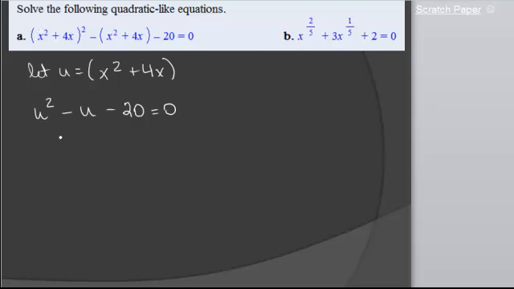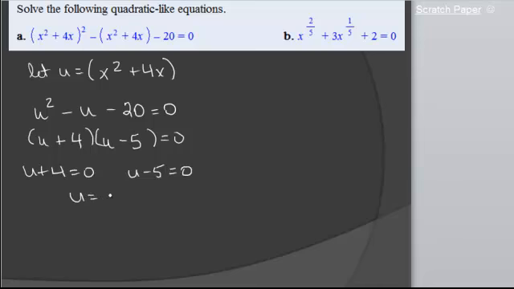Okay, so now we have a quadratic equation. This one can be factored. We have our u's. Factors of negative 20 that add up to a negative 1 would be a positive 4 and a negative 5. So if you set each of those equal to 0, you would end up with u is equal to a negative 4 or u is equal to a positive 5.